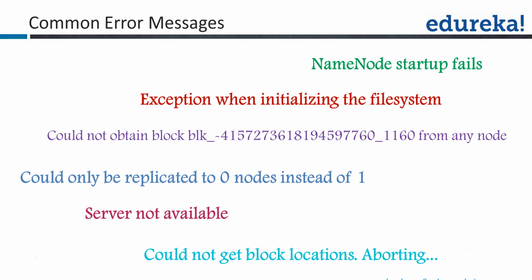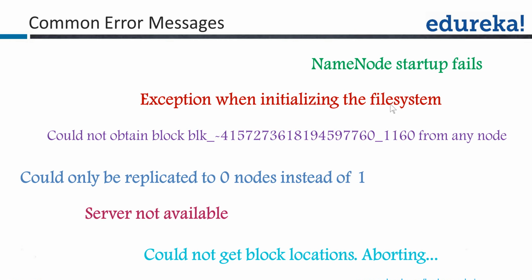Let's talk about some of the common error messages which you need to keep checking on a daily basis. These are very common and very few error messages at a high level. You need to certainly check about these. Server not available. You will not see your data nodes. Sometimes your application vector is not proper. You will see errors like replicated to 0 nodes instead of 1. File descriptors error. Name node startup fails because your version is not the same on all the nodes.